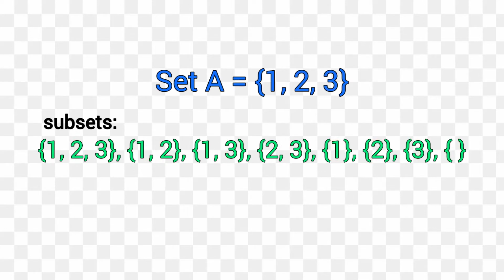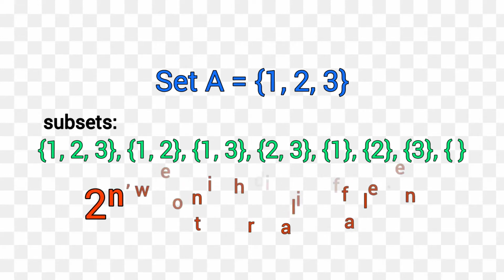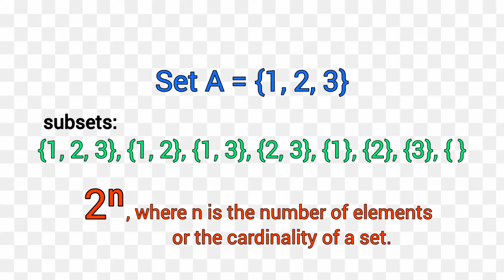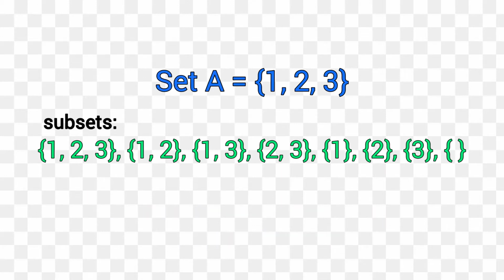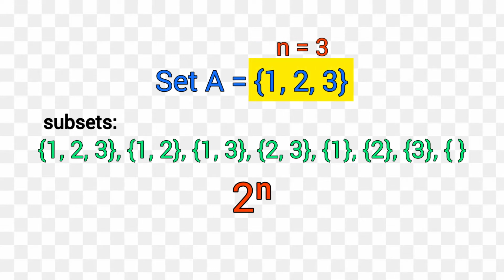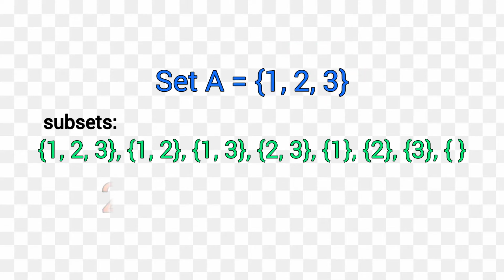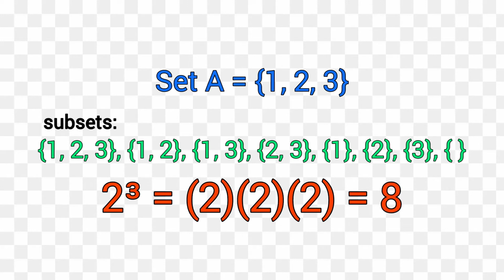To find the number of subsets a set contains, we can use the formula 2 raised to n, where n is the number of elements the set under consideration contains, in this case set A. So let's try finding the subsets of set A using the given formula 2 raised to n, where in this case, n is equal to 3 since there are 3 elements in A. So we replace n with 3 and calculate the result. And as expected, we got 8 subsets as shown.